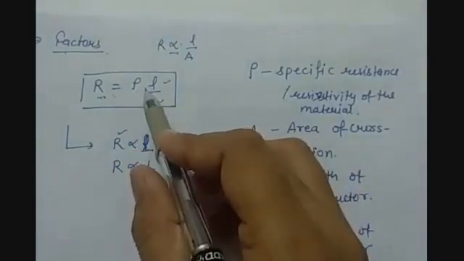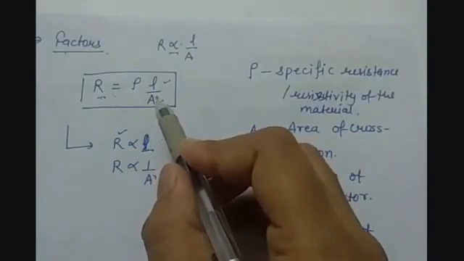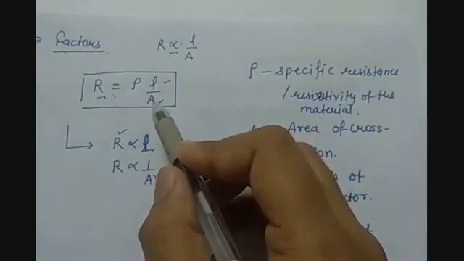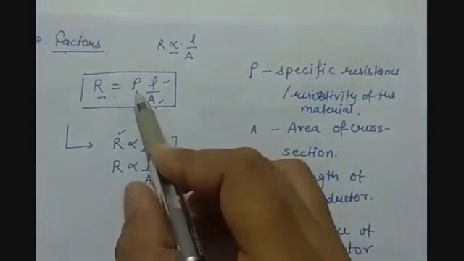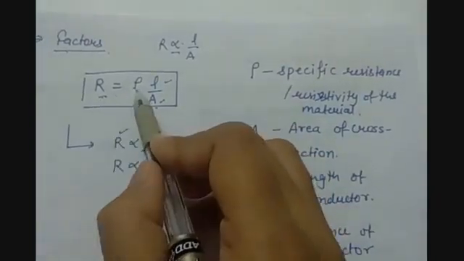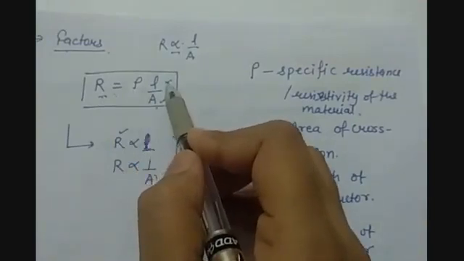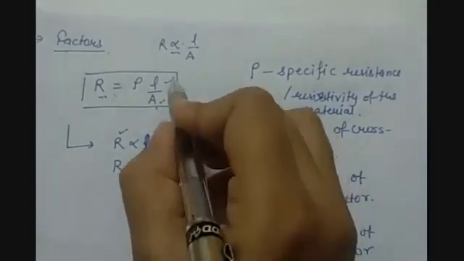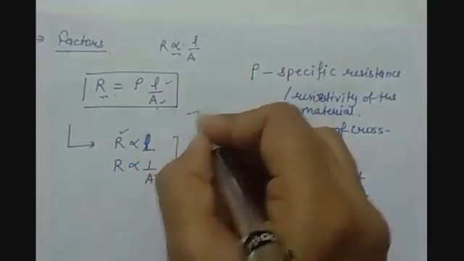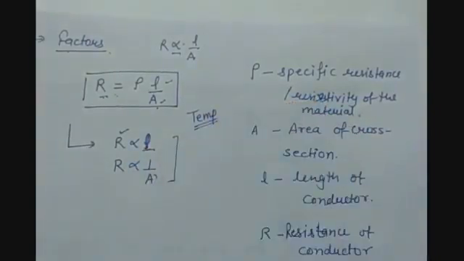Resistivity, or you can say the specific resistance of the material of which the conductor is made. So in this formula we have R, resistance; rho is the resistivity or specific resistance of the material; L is the length of the conductor; A is the area of cross section. Along with these factors, temperature is also one important factor on which the resistance depends.